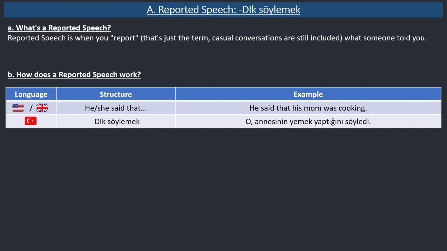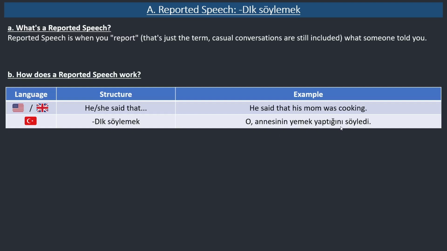And how does that work? In different languages like English and Turkish, we have different structures. In English, as most of you know, we say "he or she said that," like "he said that his mom was cooking." In Turkish, we use this suffix, this structure. Not only the suffix, also the verb. The verb is important: dık and söylemek. O annesinin yemek yaptığını söyledi. He said that his mom was cooking.